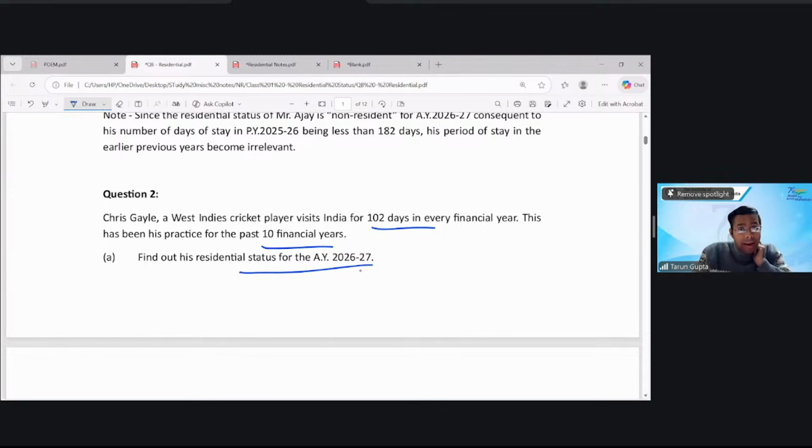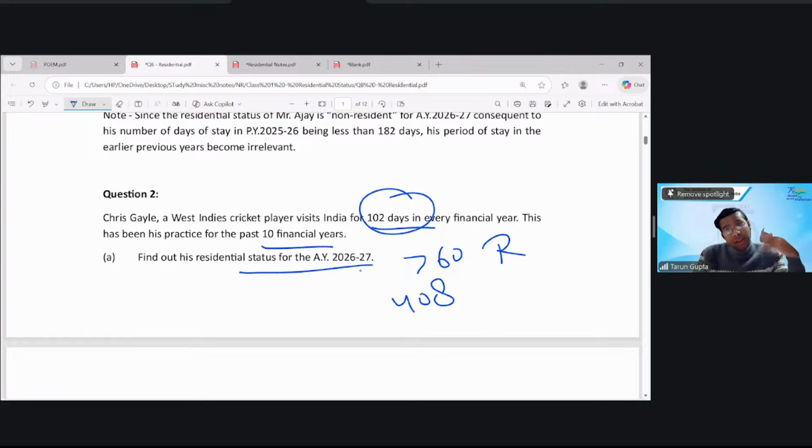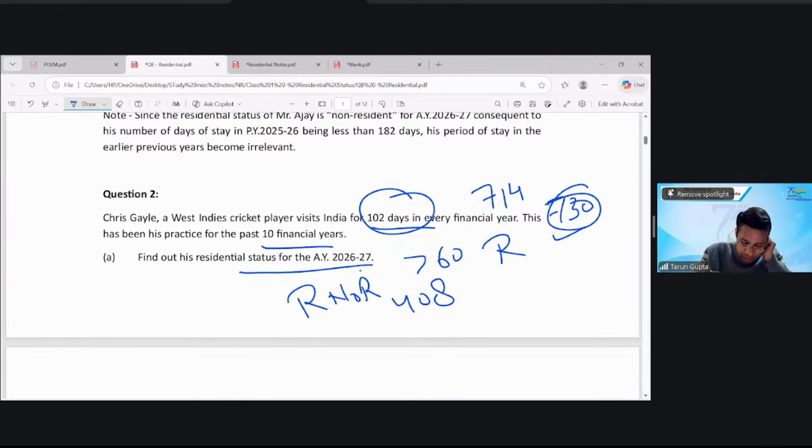So for the current year, he was in India for less than 182 days, but more than 60 days. He was in for 102 days. And in the last 4 years, he was in India for 408 days. He comes for 102 days every year. So he satisfies the second condition, he qualifies as resident. Now the additional condition: was he resident in at least 2 out of the last 10 years? Yes. In the last 7 years, he was in India for 714 days. I need 730 days. So he doesn't satisfy the second part of the additional condition, and therefore he qualifies as R and O. Let's see the answer.